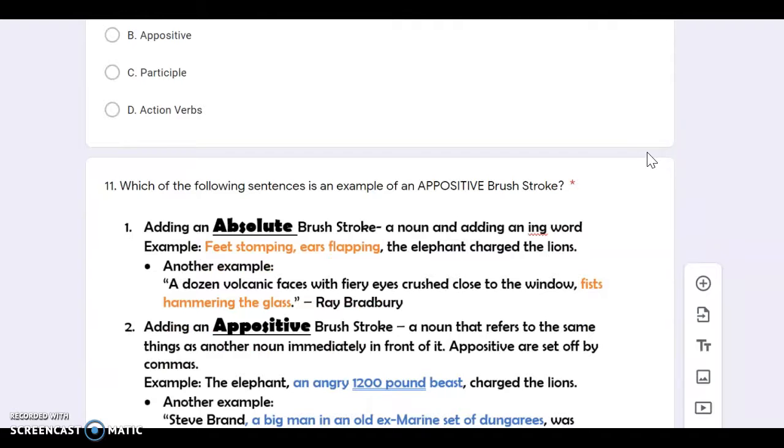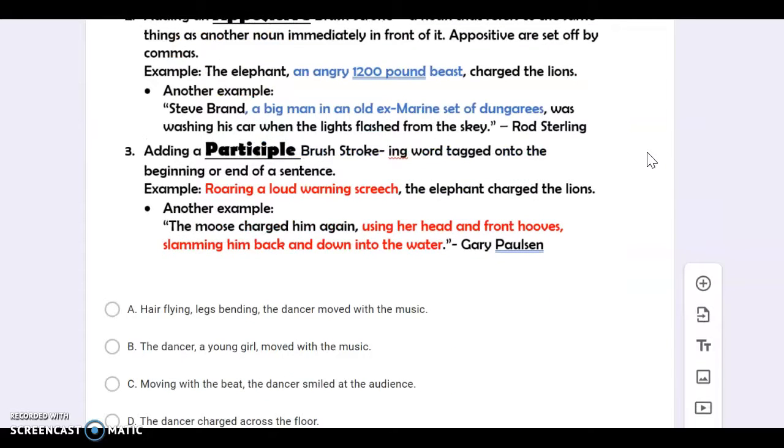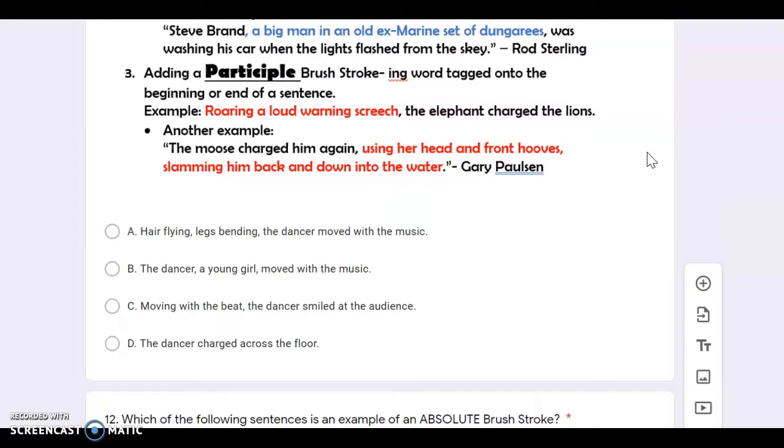Which of the following sentences is an example of an appositive brushstroke? A, hair flying, legs bending, the dancer moved with the music. B, the dancer, a young girl, moved with the music. C, moving with the beat, the dancer smiled at the audience. Or D, the dancer charged across the floor.